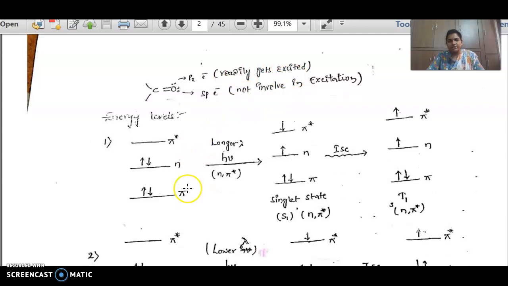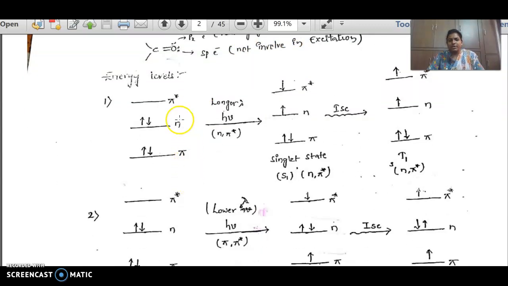If you take the energy levels, we have pi, n and pi star. Pi electrons can easily donate lone pairs. That's why this will involve n and pi electrons: n, pi, n and pi star. Pi we have two, n we have two electrons.